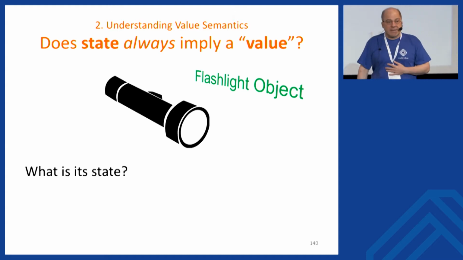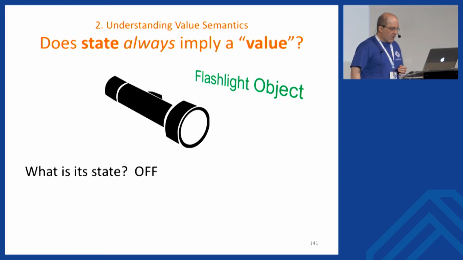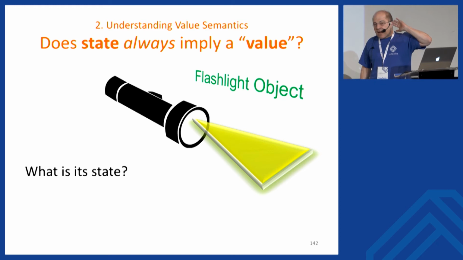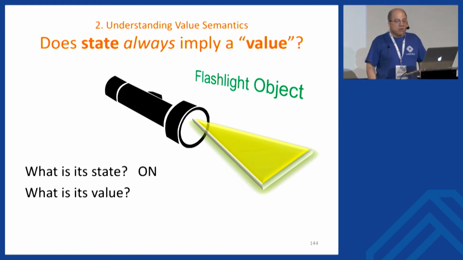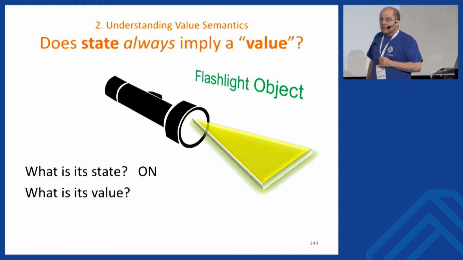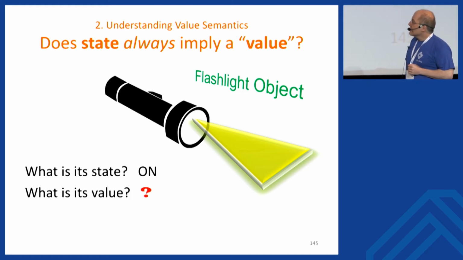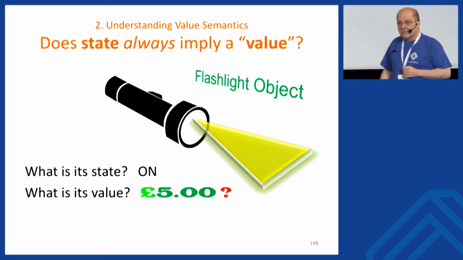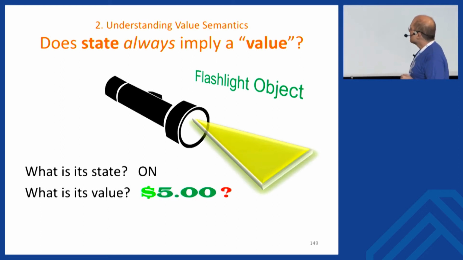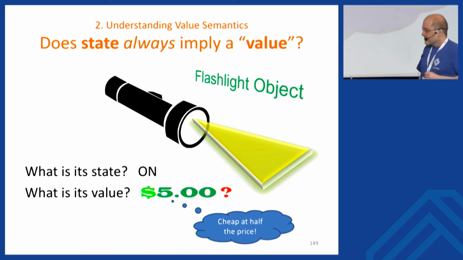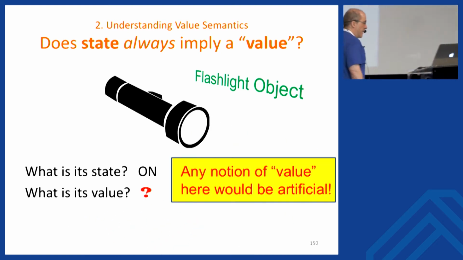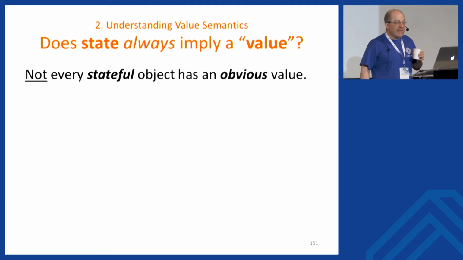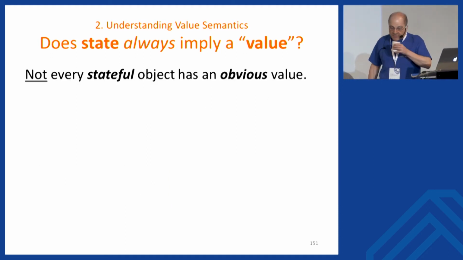What's its state right now? Off. Now. Okay. What's its value? All right, there's no notion of value per se that we could count on. So not every stateful object has an obvious value.